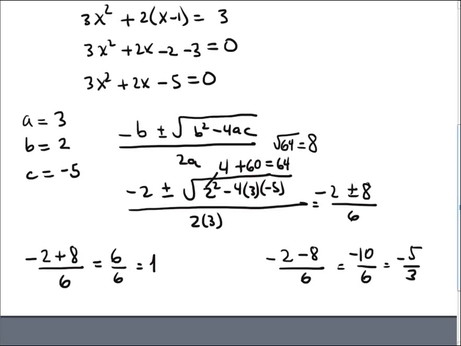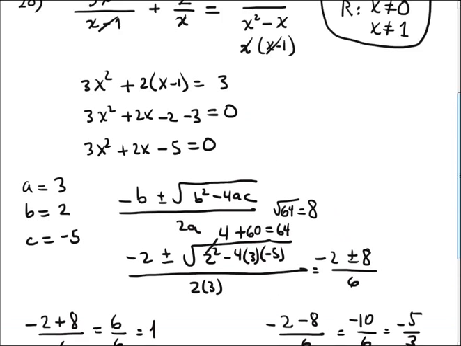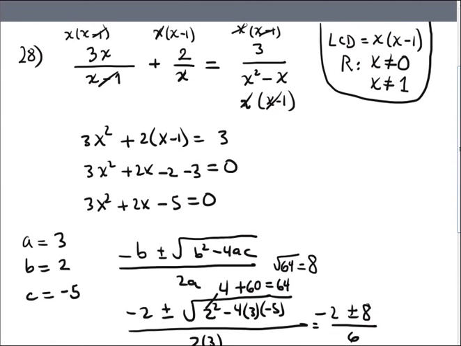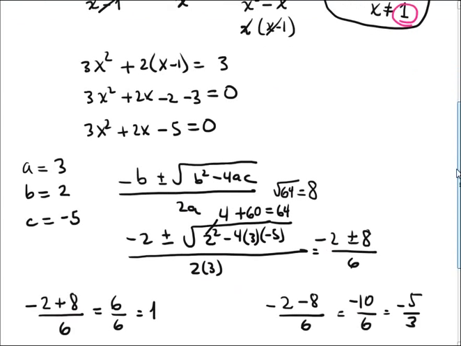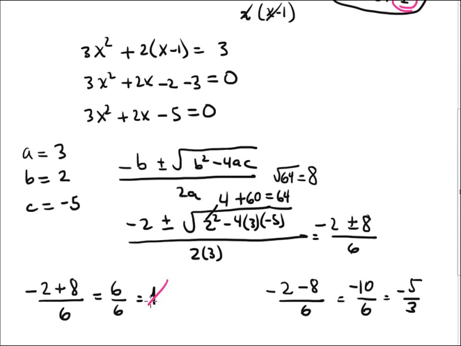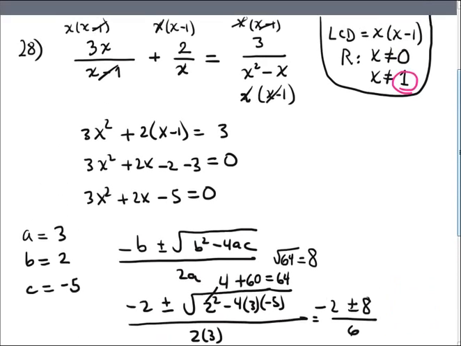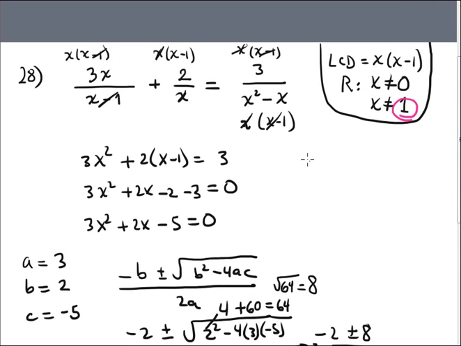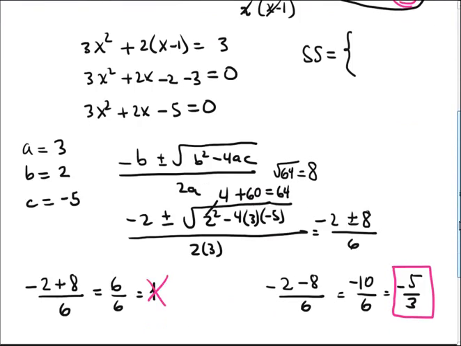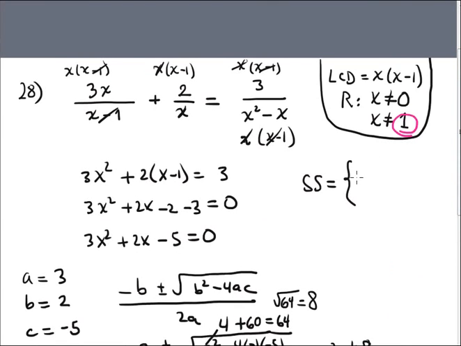Okay, now this is a crucial moment in which you analyze these potential solutions against the restriction. Wow, look at that. 1 is a restriction. Therefore, 1 is an extraneous solution, not good. And the only actual solution is negative 5 over 3. Therefore, the only solution for this original equation is this number, negative 5 over 3.